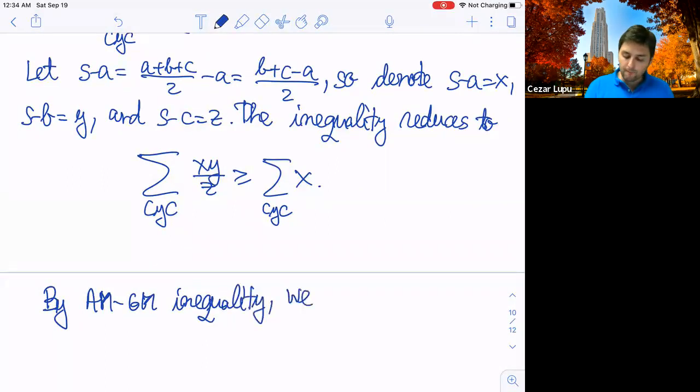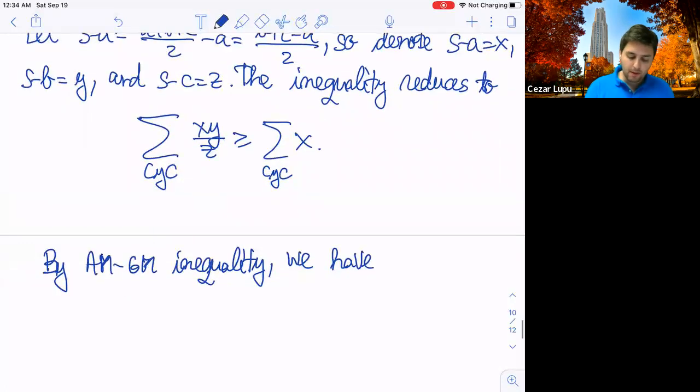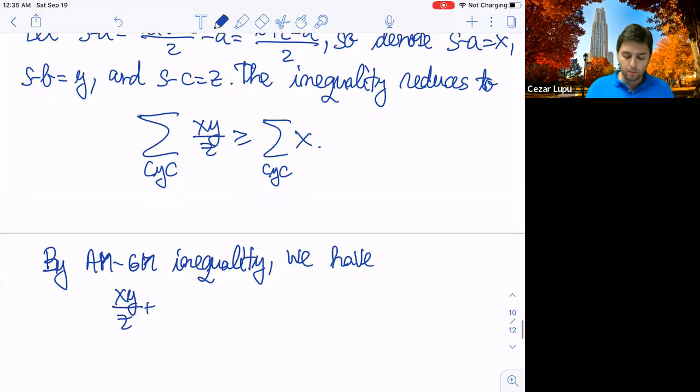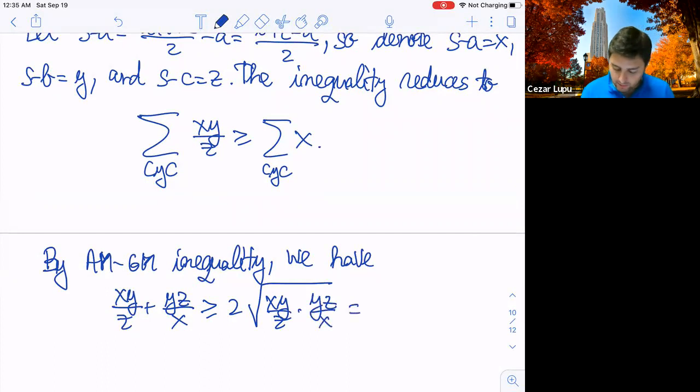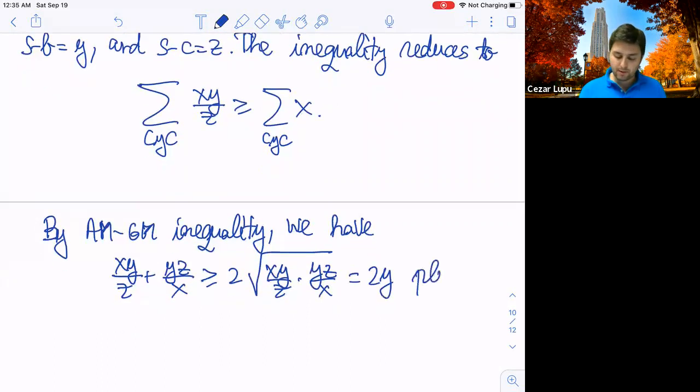We have that, let's say, xy over z plus, let's take another one, yz over x is greater or equal than 2 square root of xy over z times yz over x. And this will give us, if you look here, some things will cancel, be 2y. And you write the analogs plus the analogs, and you add them up, and that's it. All right, that was problem 16 from the worksheet.